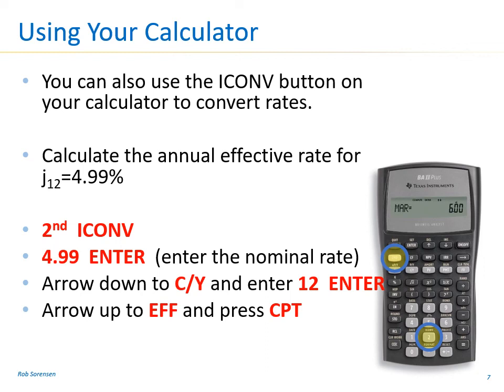Now we can also enter any two of these three items. So if I wanted to start with an annual effective rate and then convert it to a nominal rate, I could do that. I could enter the effective, EFF, and enter the compounding frequency, and then go back up to nominal and press compute. And that would work as well. And we're going to use that feature in our next lesson as well, when we convert from one rate to another rate. But for now, we know how to get the annual effective rate, and that's great.